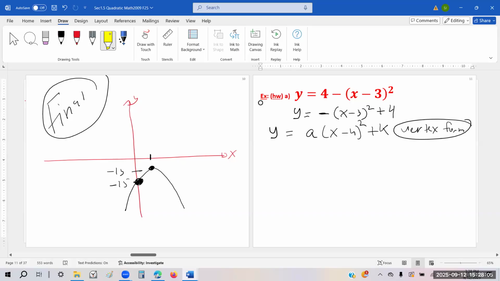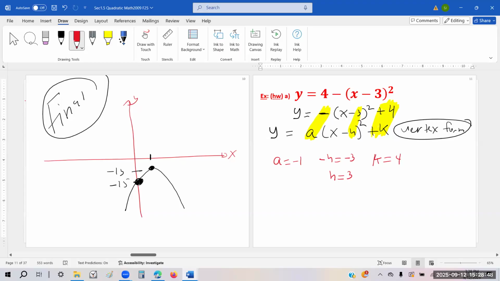Now let's match them. If you match them, what do you see? What is your a? -1. Perfect. How about your k? 4. And now let's match this. We have -3 and -h. So -h equals -3. So what is h? 3.